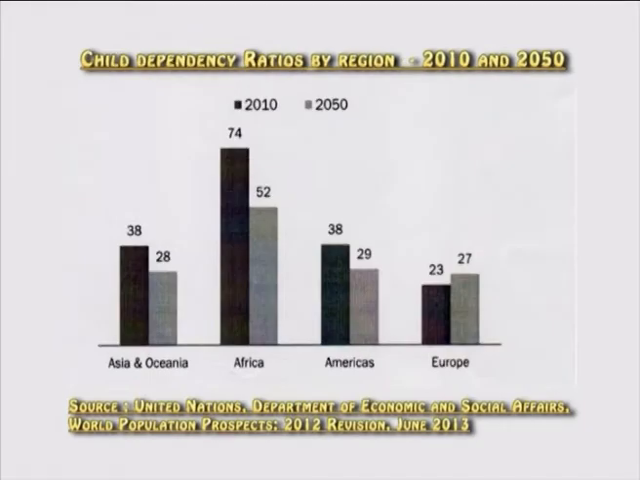The diagram 5 shows that except Europe, decreases in child dependency ratios are expected in all regions. It can be clearly seen that in Europe, the number of children younger than 15 per 100 working age people is expected to decrease from 74 in 2010 to 52 in 2050.